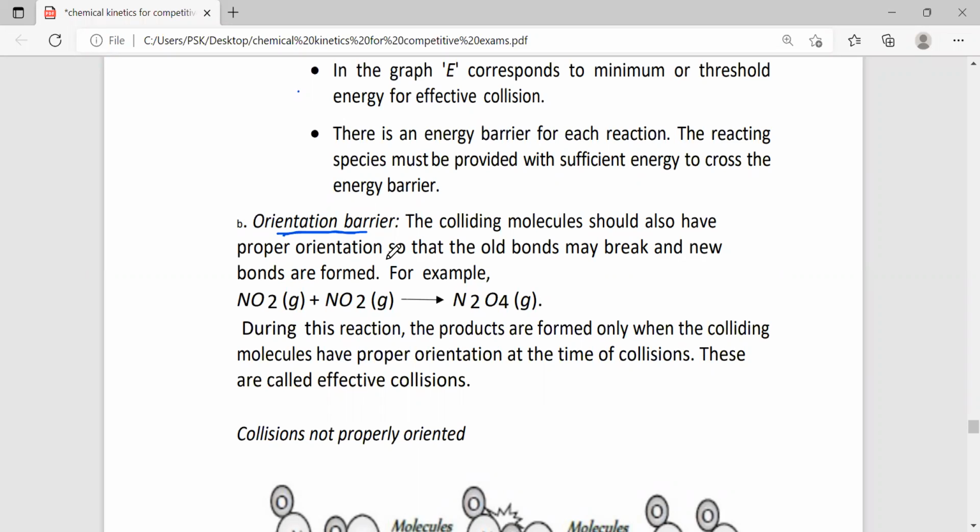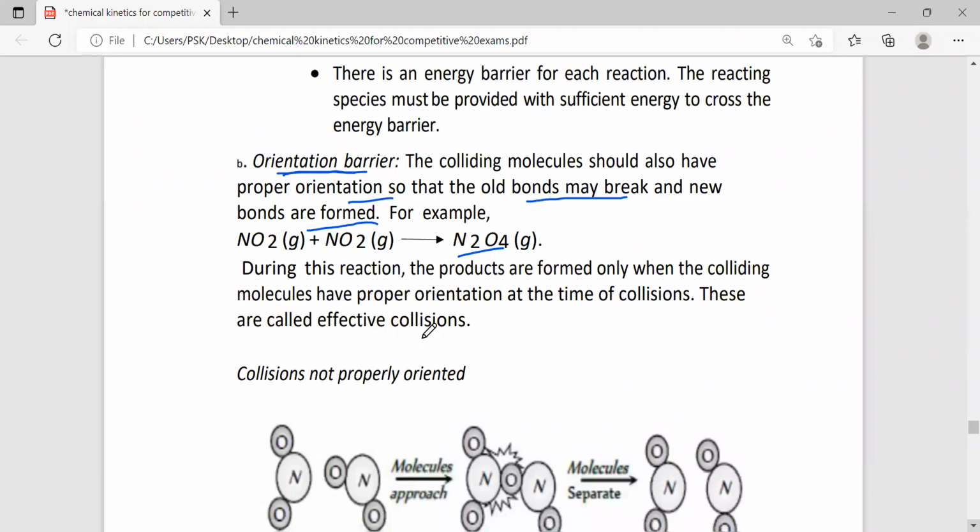Colliding molecules should also have proper orientation so that the old bonds may break and new bonds are formed. For example, NO2 and NO2 giving you N2O4. That is, nitrogen dioxide reacts with each other to form nitrogen tetroxide. During this reaction, the products are formed only when the colliding molecules have proper orientation at the time of collision. These are called effective collisions.